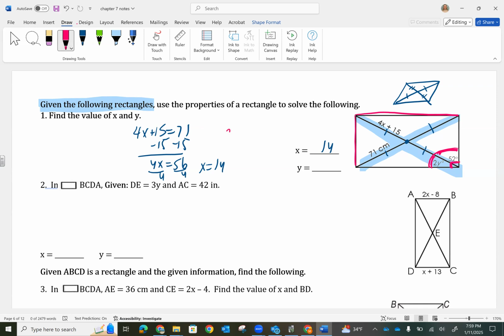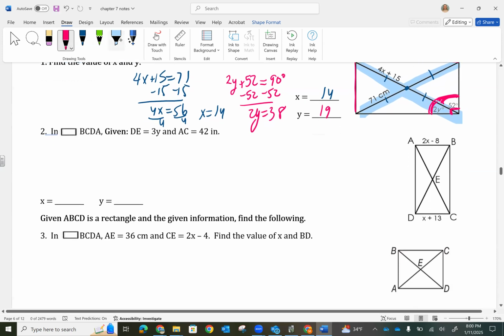So if you do 2y plus 52, that equals 90 degrees. Okay, so these two little angles here are not equal to each other, but their sum is 90. And so if you had a square, those two angles would be equal to each other. But because it's a rectangle, not a square, then no, they will not be equal to each other. So you minus 52. And then that means that if you divide by 2, you get y is equal to 19. Okay? So those are working with some of these features.